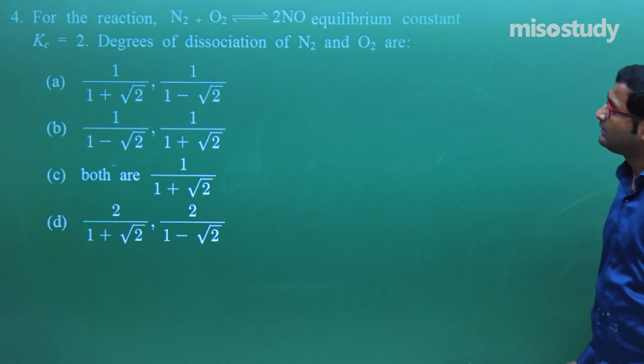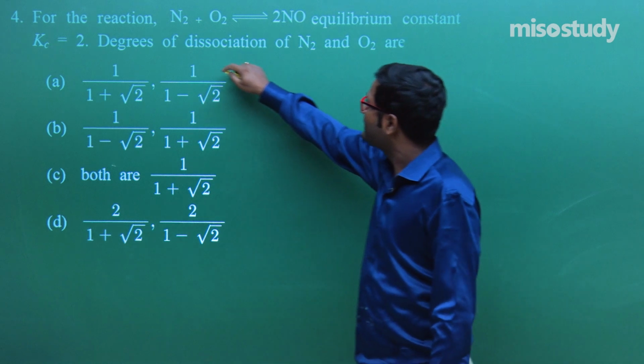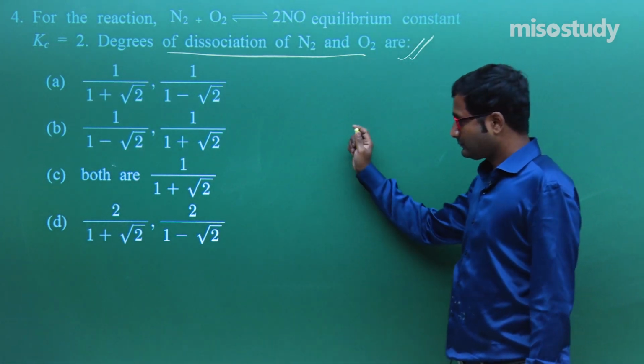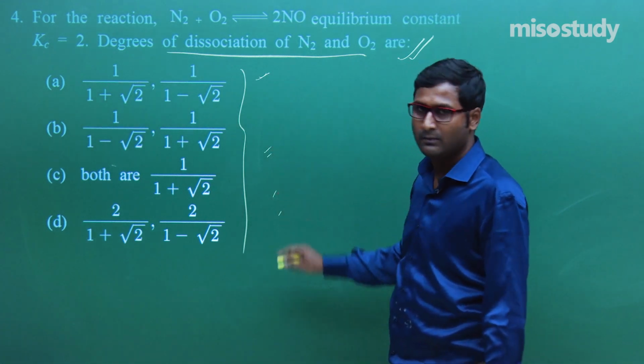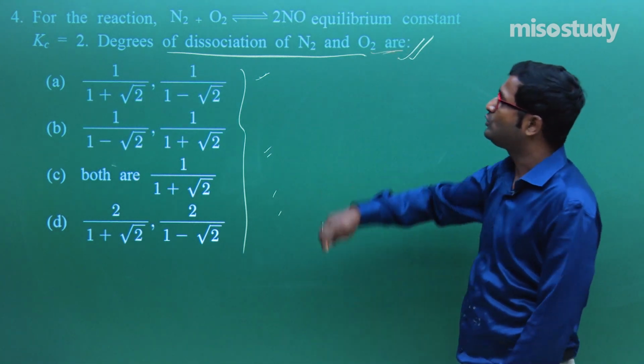Now look at this one of the simplest questions. What is given? Degree of dissociation of N2 and O2. I am giving you a chance to solve this question at home. Still, I will give you some clue: degree of dissociation of N2 and O2.